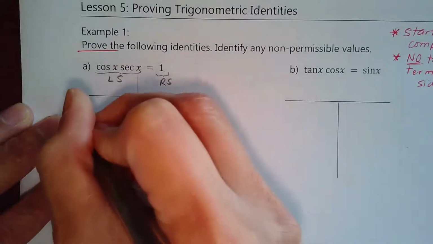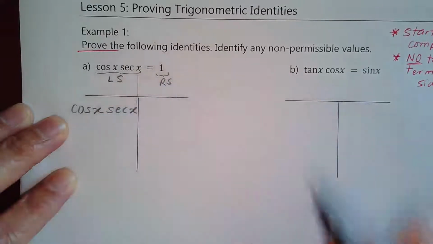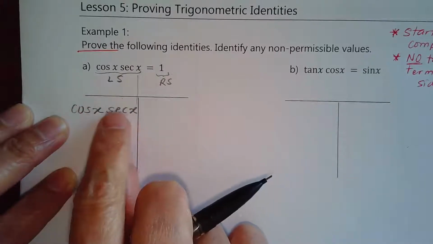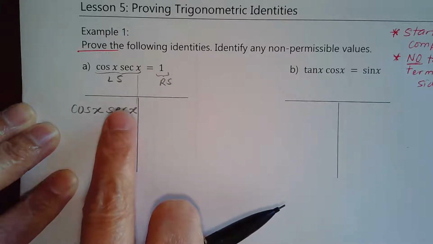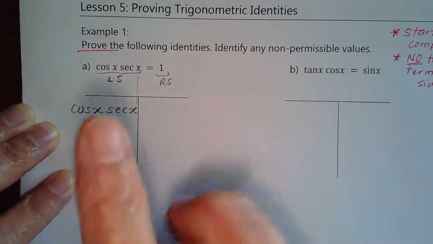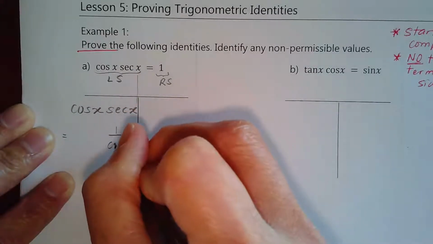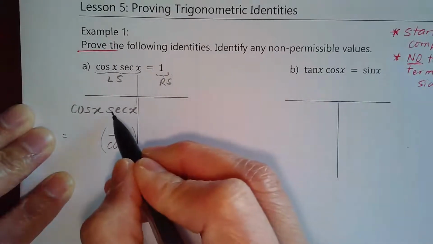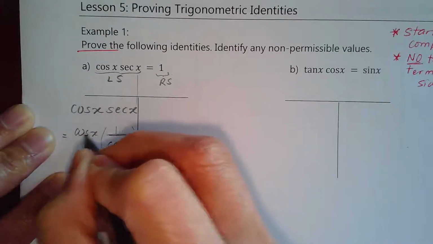So we start with the cosine of x times secant of x. How do I work this out or simplify this so that it looks like the right side? Well, what do I know? I know that secant of x, I can write as 1 over cos of x. So secant of x, I can write as 1 divided by cos of x. And I still have the cos of x here.